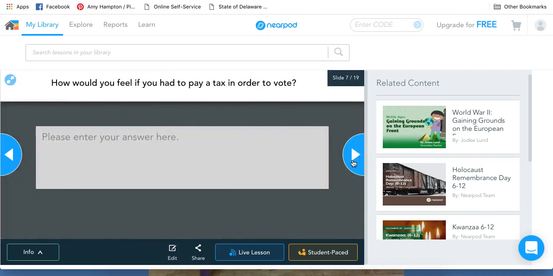So then I have a little bit of reflection. How would you feel if you had to pay a tax in order to vote? This aspect of the lesson I really like because it kind of forces every student to participate. When it is a whole class discussion, typically I have some pretty strong minds that will dominate the conversation. So there might be times when I don't get to everybody, and this is important.